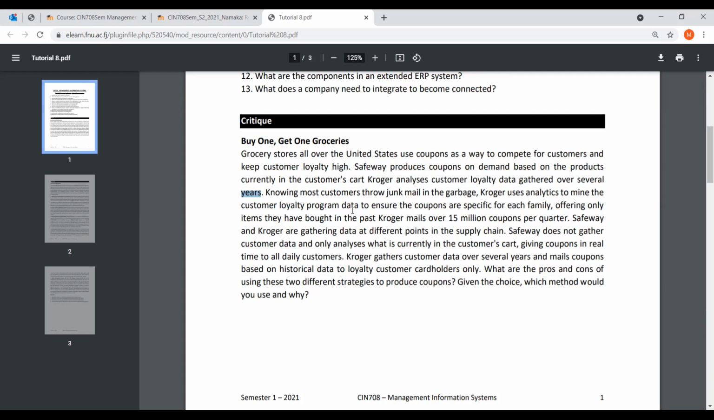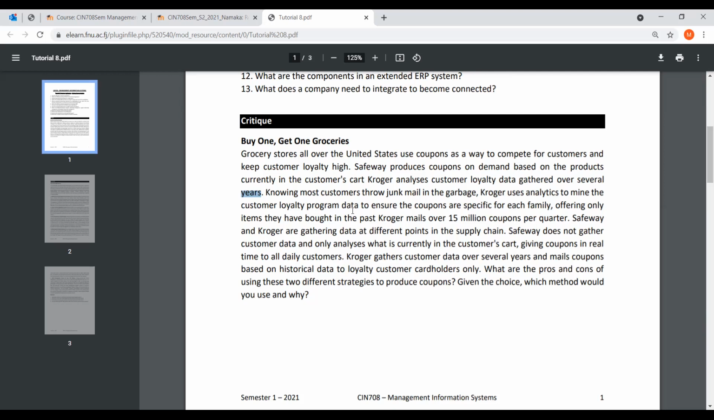Now, let's draw out some of the pros and cons. First of all, let's look at Safeway. What Safeway does is present the coupon based on the current cart. Is that a pro? Is that a con? Pro means advantage, con means disadvantage. The advantage is that you are encouraging your customer to buy the item. For example, if the customer has 10 to 15 items in the cart and is choosing to buy probably one or two, if they see all the items have certain coupons, giving some form of discount or freebie, they may go and buy everything.